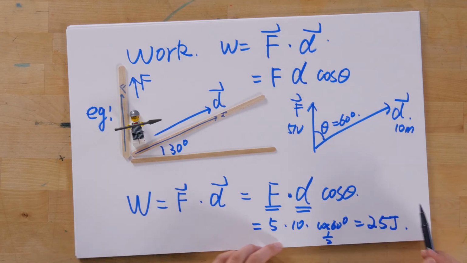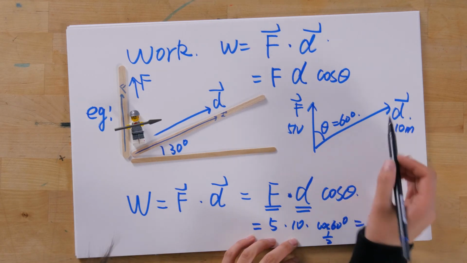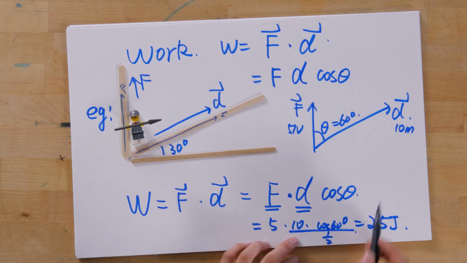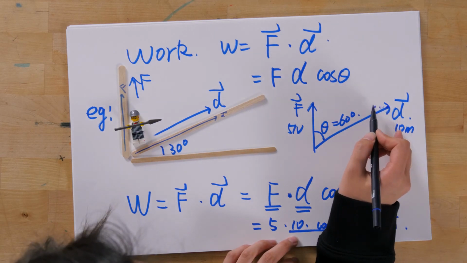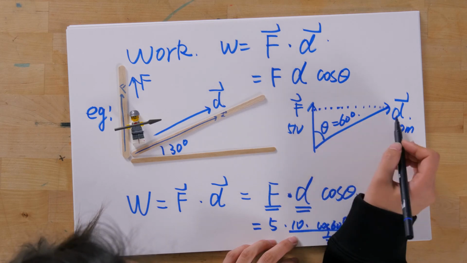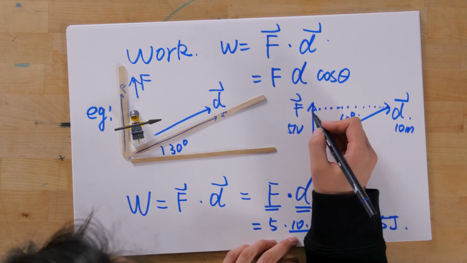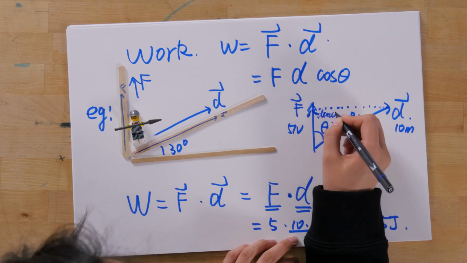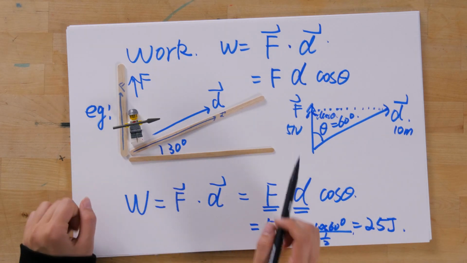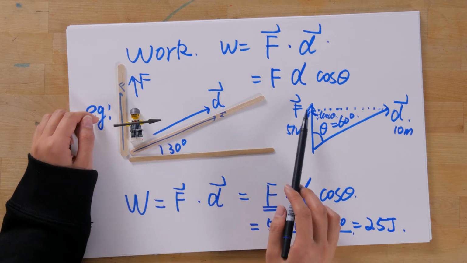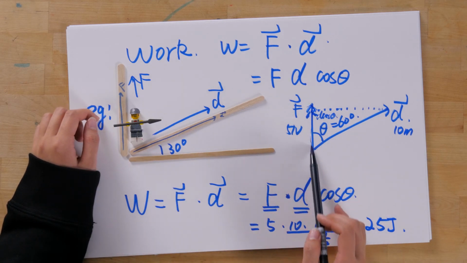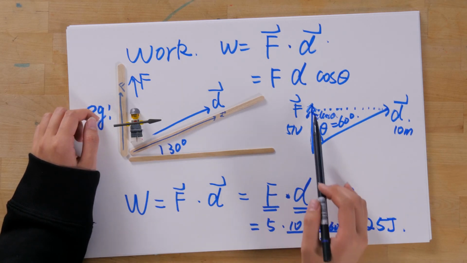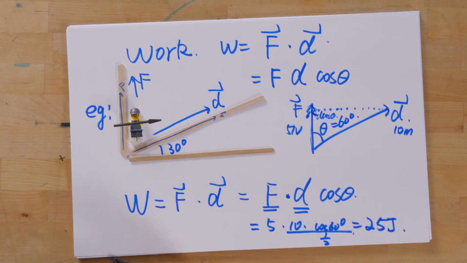So you can see this part we can consider as a projection of the displacement on the force direction. This would be d cosine theta. So how much work this person does on the weapon is just the force times the displacement along the force direction. That's it for today.